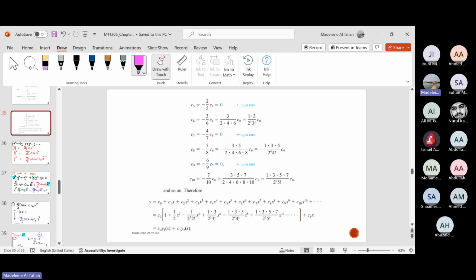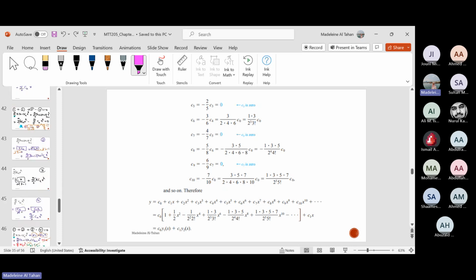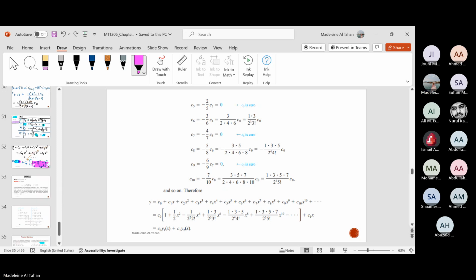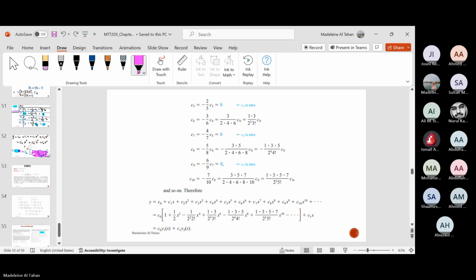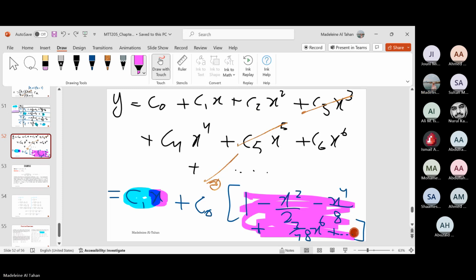So look here, miss. This is the first series solution. And this is the second one. Okay, miss? So C0 into Y1 plus C1 into Y2. Any questions, miss? Do we have questions? No.